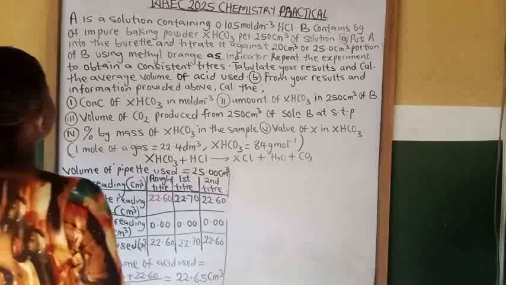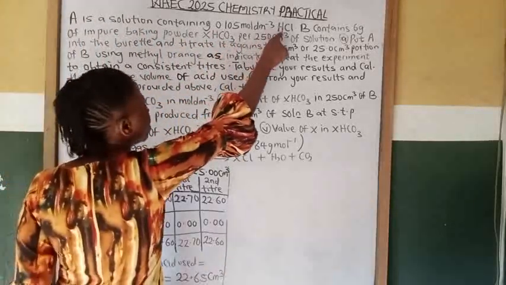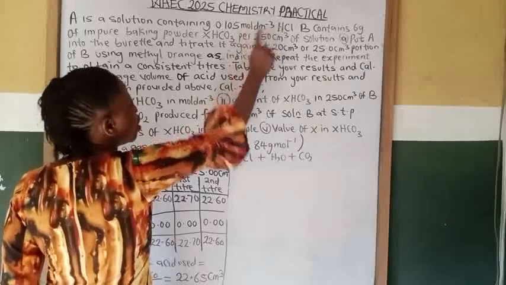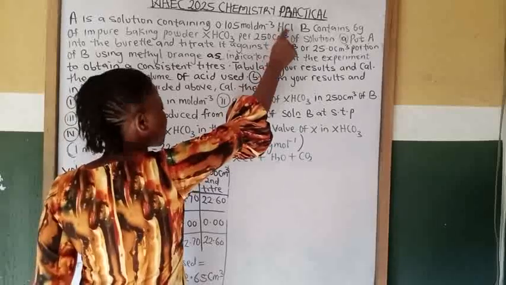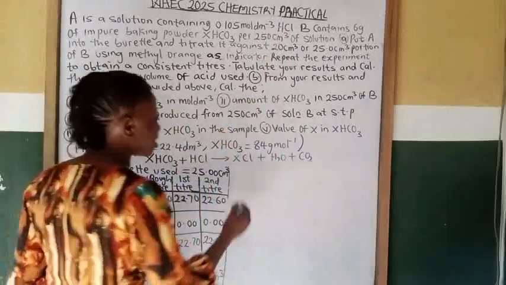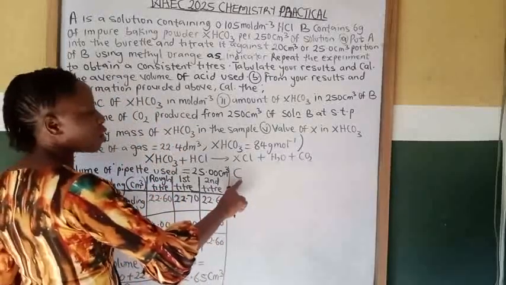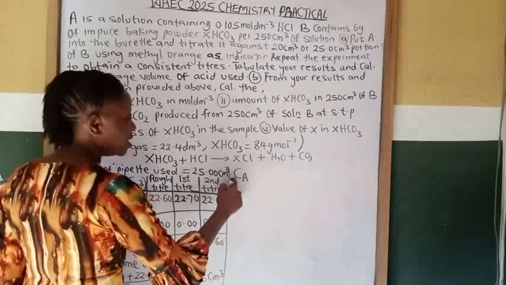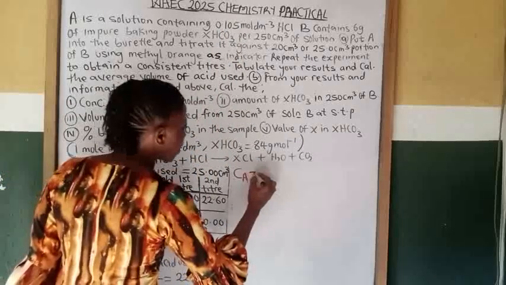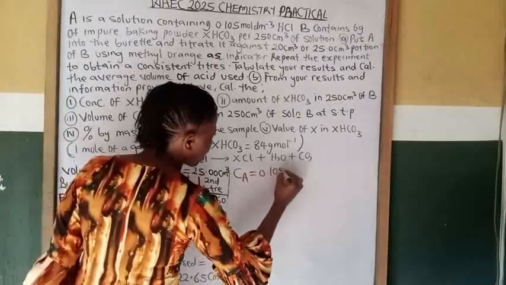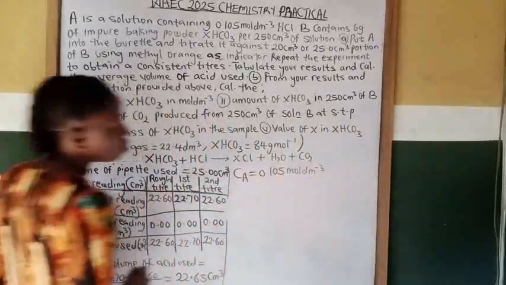Now let's come back to the question. A is a solution containing 0.105 mole per dm cube HCl. Anything mole per dm cube is the molar concentration, here the molar concentration of HCl, the molar concentration of acid. The molar concentration is the same thing as C, and for acid, that is Ca. So what's the molar concentration of acid now? That is 0.105 mole per dm cube.